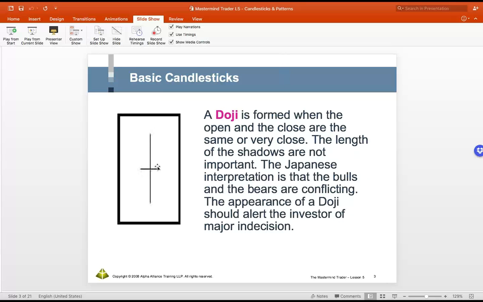Just to recap for those who are new to candlesticks, this is the high price and this is the low price. The open and close price is the same over here. The length of the candlestick is not important. The Japanese indicate that a doji candle happens when the bulls and bears are conflicting. However, I mentioned in the last webinar that it's not necessary that the reversal will come.